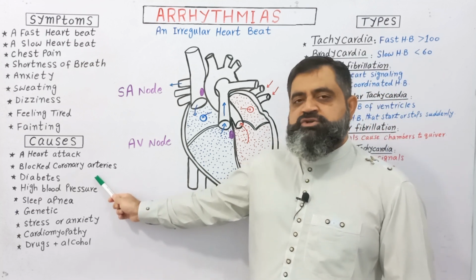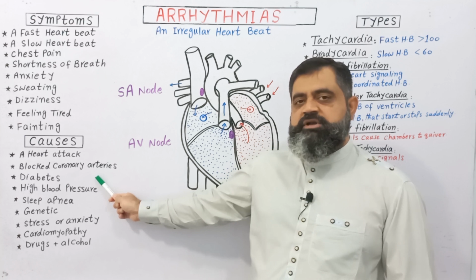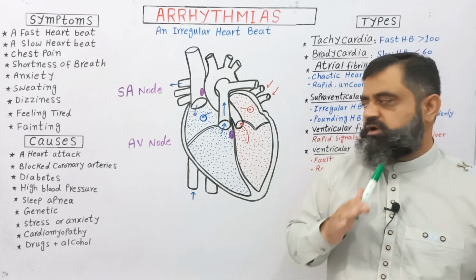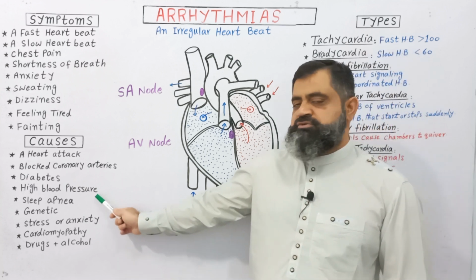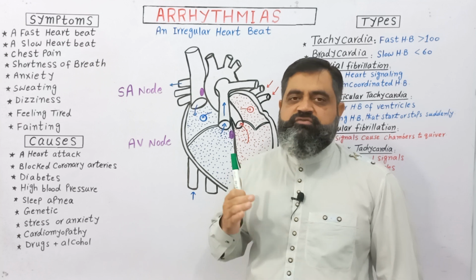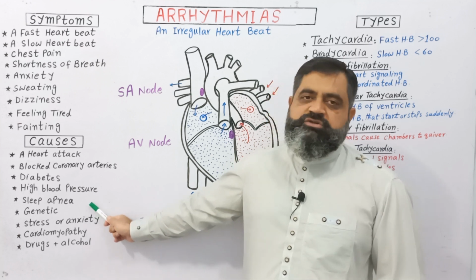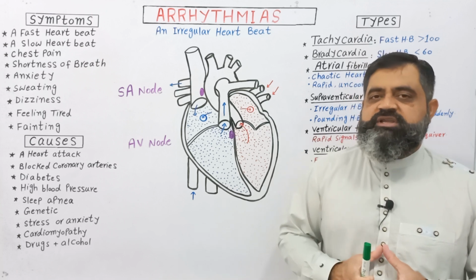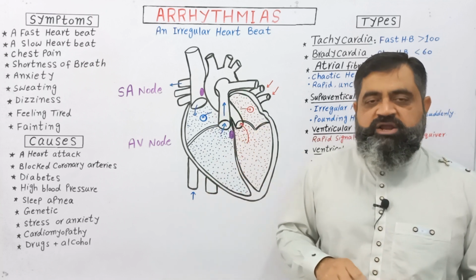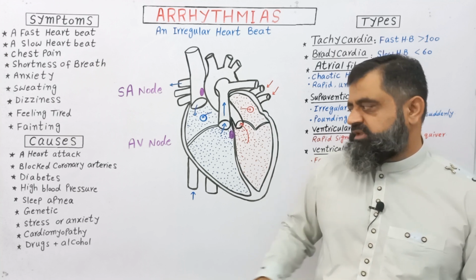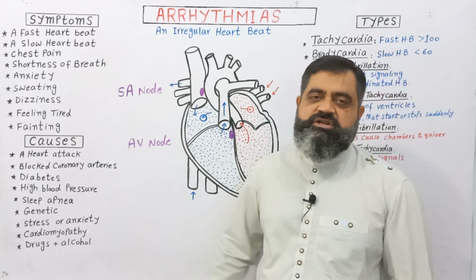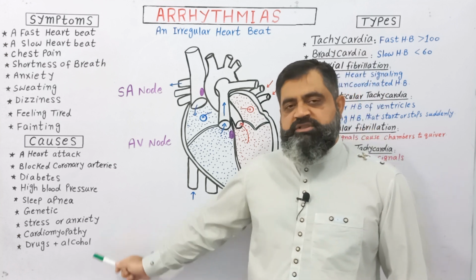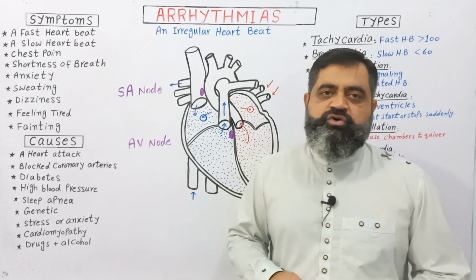If the arrhythmia is due to diabetes, then we have to treat diabetes. If it is due to high blood pressure, then we have to take some medication to lower the blood pressure. If it is due to sleep apnea, then we have to take care of this problem. Genetic causes usually cannot be cured completely, but with certain medication, we can regulate our heartbeat. During stress or anxiety, we have to take certain medication to treat anxiety, and during cardiomyopathy we have to treat the real cause of the heart problem.